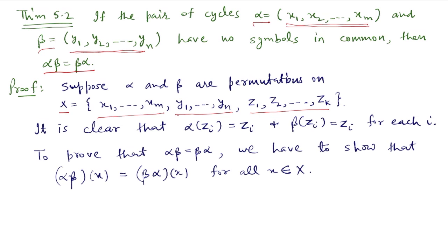Now because Zi is not appearing in alpha as well as in beta, alpha of Zi will be equal to Zi and beta of Zi will be equal to Zi. This will be for each i. So alpha and beta both fix the symbol Zi. Now to prove that alpha beta is the same map as beta alpha, we have to show that alpha beta on any x is the same as beta alpha on any x, because two maps are equal if their images are equal for all domain elements.